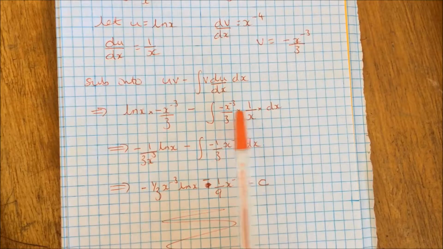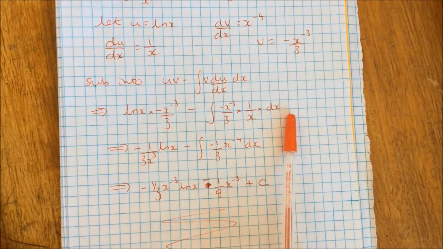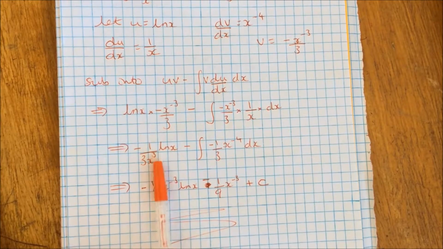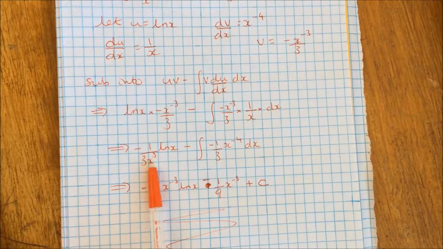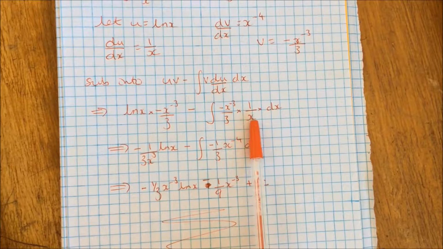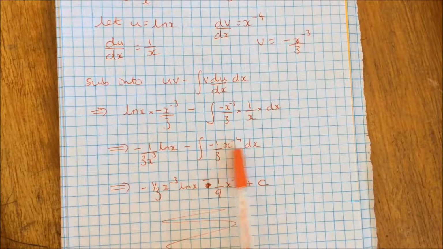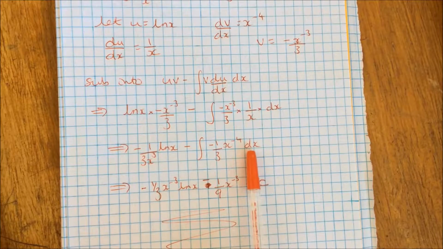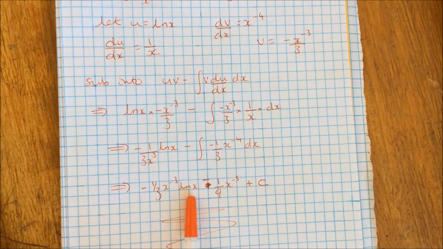Take away the integral of minus x to the minus 3 over 3 times 1 over x with respect to x. That's how I've decided to write that. Minus a third log x over x cubed. Don't forget, effectively they're actually in the same place, so that's minus a third x to the minus 4 with respect to x. Don't need to integrate that, just write it out again.